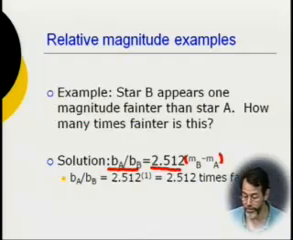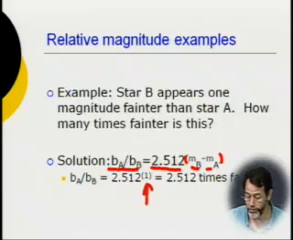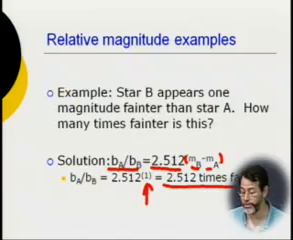So then we can put in numbers. We said that it's one magnitude fainter, so M sub B minus M sub A is equal to 1. So this means it's 2.512 raised to the first power. So it's 2.512 times fainter. So if it's one magnitude fainter, it means it's 2.512 times fainter.